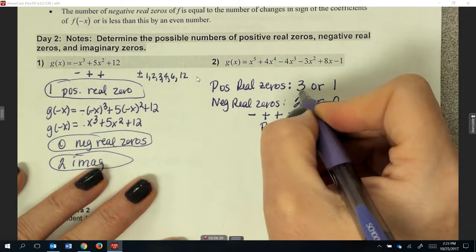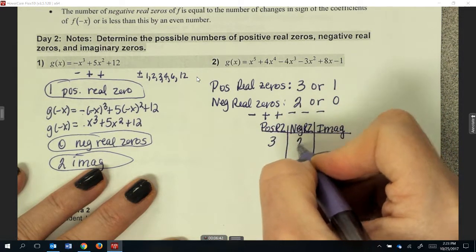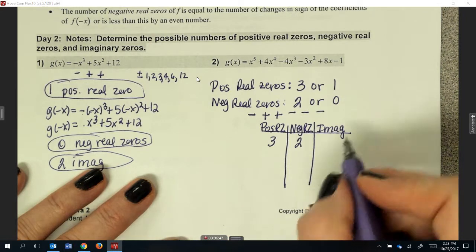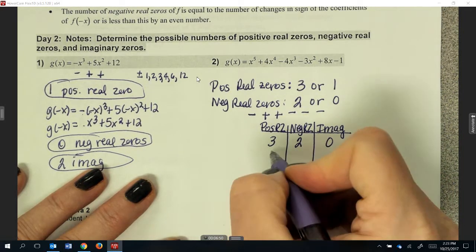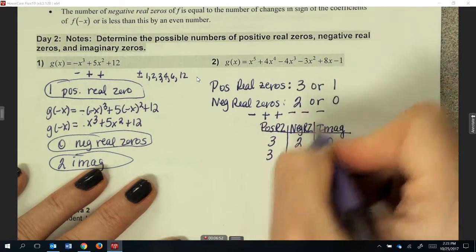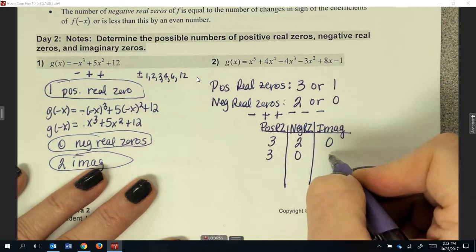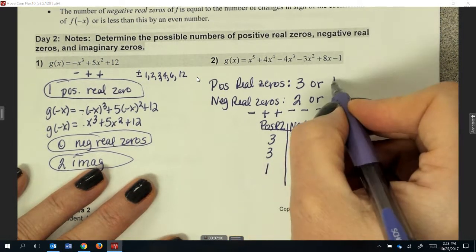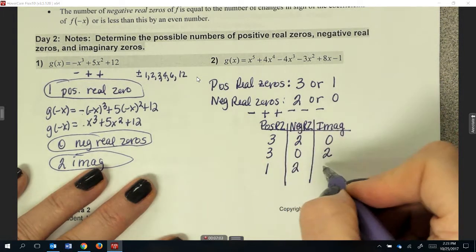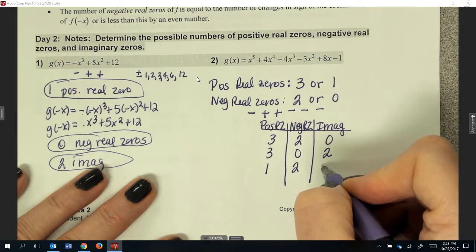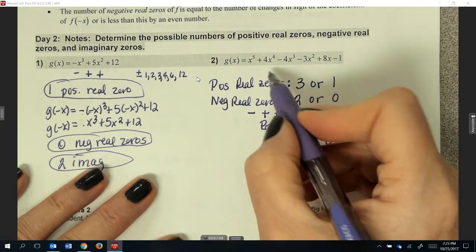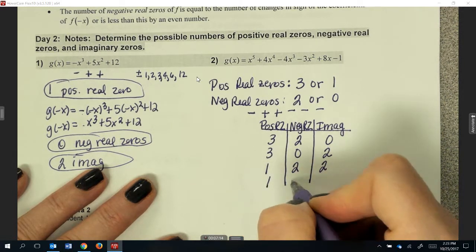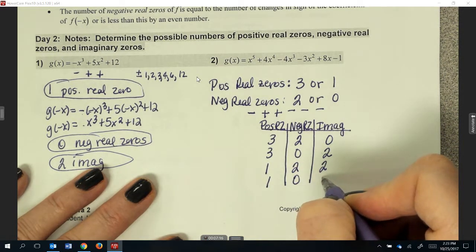I could have 3 positive real zeros. I could have 2 negative real zeros. How many imaginaries would there be in that case? None. I could have 3 positive real zeros and 0 negative real zeros, and how many imaginaries? 2. I could also have 1 positive real zero, 2 negative real zeros. How many imaginaries? 2, right? Because we have to have a total of 5. Or I could have 1 of these, 0 of these, and how many imaginaries? 4.